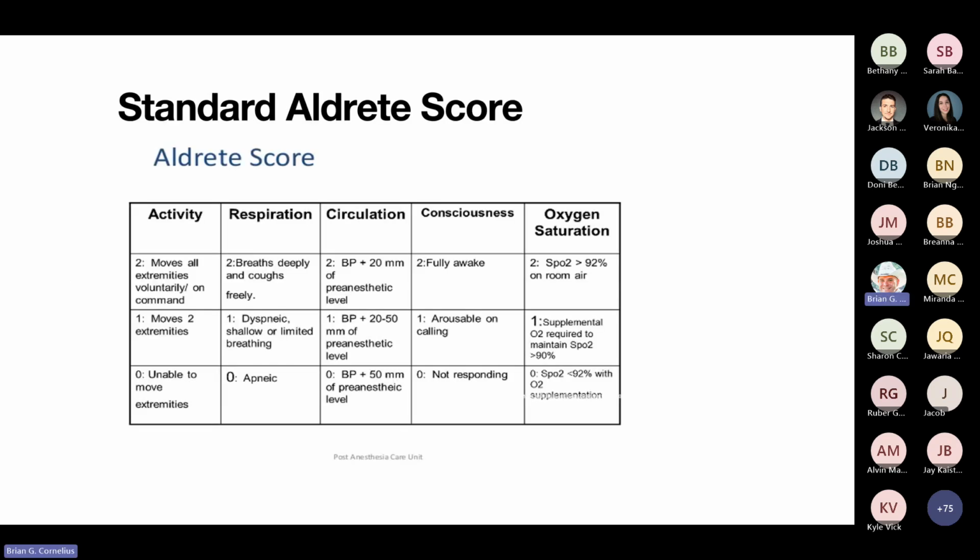So this is that Aldrete score. This is the standard version, and it's pretty straightforward. It's almost like an APGAR for PACU. So activity, they're moving everything voluntarily. They're breathing, they're coughing, their blood pressure is back to normal. They're awake, they're well saturated. So you kind of think about all the body systems here and they're back to normal.